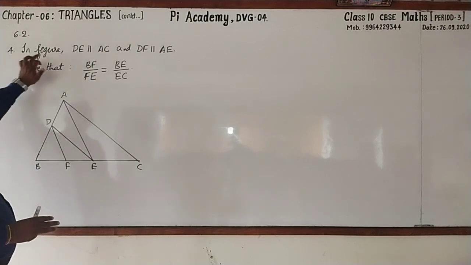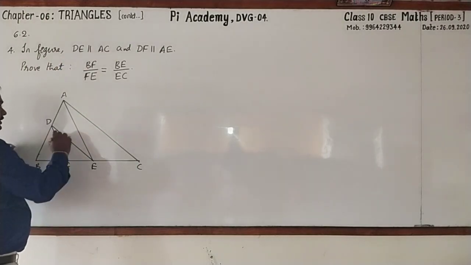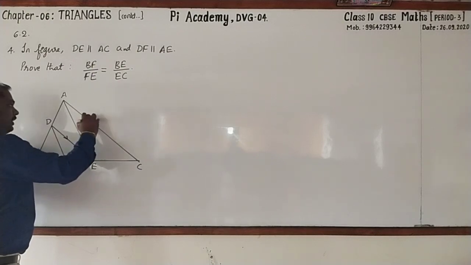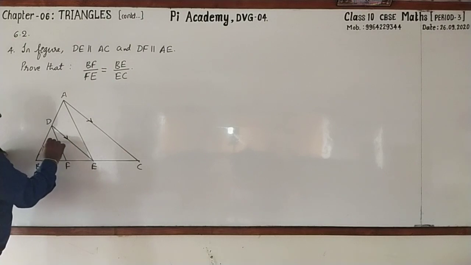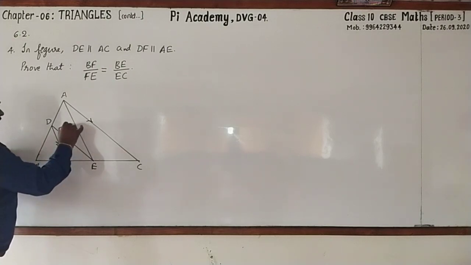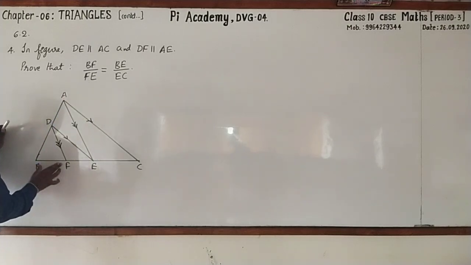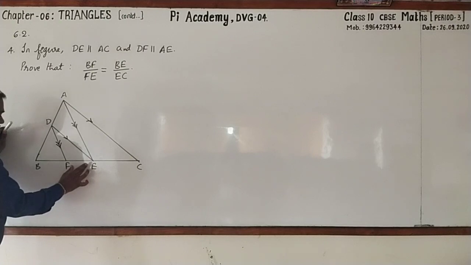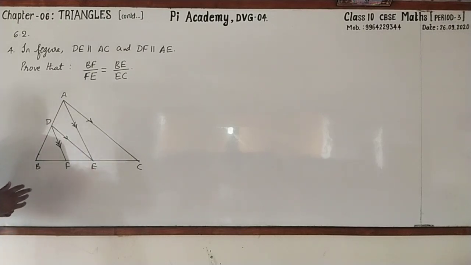In this figure, DE is parallel to AC. See that? DE parallel to AC and DF parallel to AE. If it is so, we have to prove that BF by FE is equal to BE by EC. No doubt this will be a simple one, right?